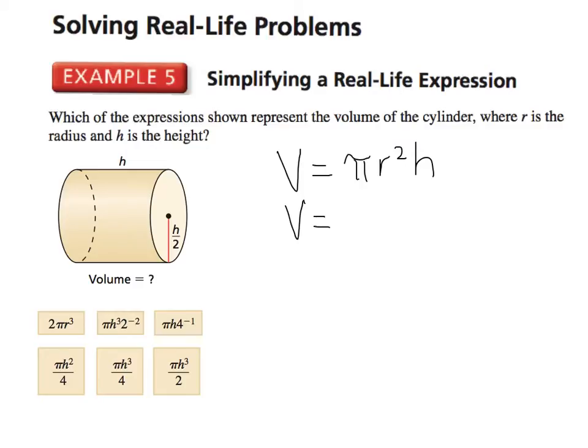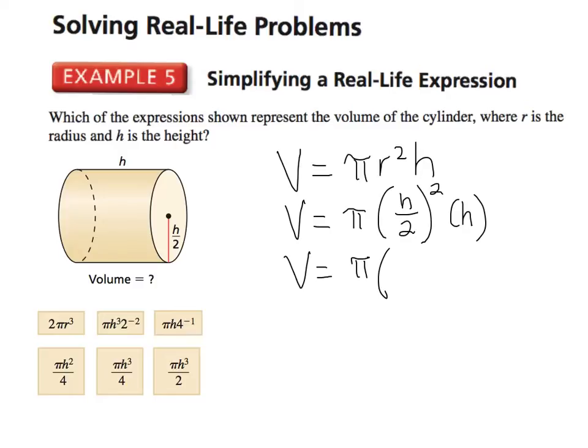Volume equals. Now notice that everything here is left in terms of pi. Since everything has pi in it, that means we are not going to plug in anything for pi. The radius we know is h divided by 2. So then we square the radius, and then we times that by the height. And now we just do some basic algebra steps. Simplify, using the exponent rules that we learned. So here I would take both the h and the 2 to the 2nd power. That would give me h squared divided by 4 times the height.